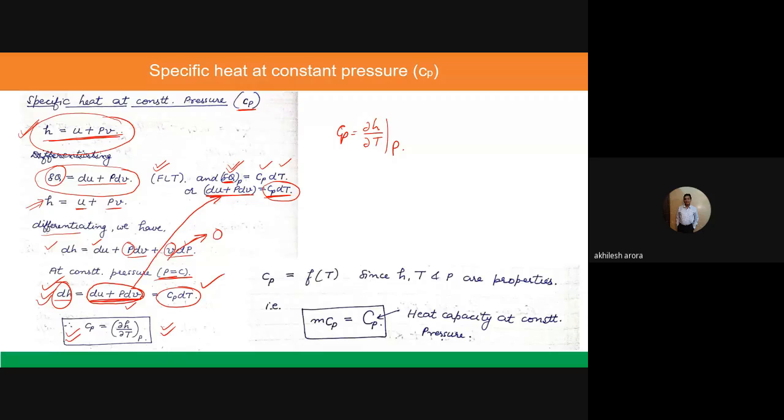Once again, if you see the value of Cp, you have enthalpy, specific enthalpy in the numerator, temperature in the denominator, and pressure. All these three are properties. H, T, and P are properties. So Cp is a function of temperature. And if I multiply this value of Cp by mass, then I will get capital Cp, and it is actually heat capacity at constant pressure. So once again, not to worry much, you need to remember this equation only.